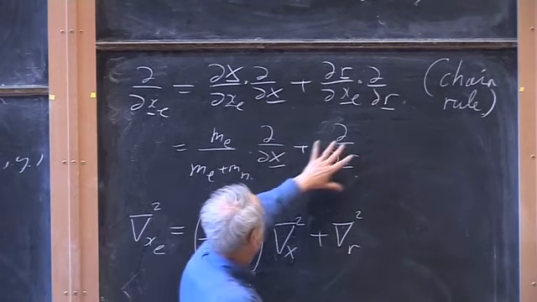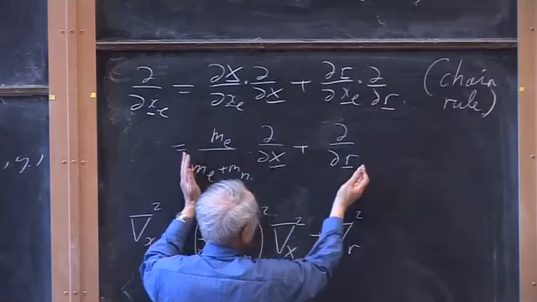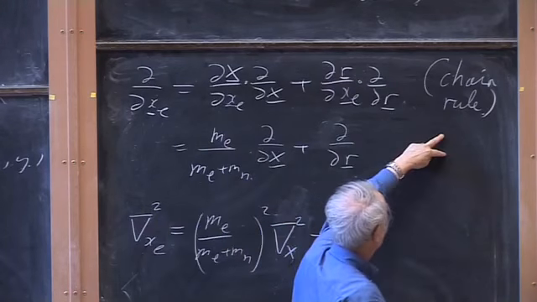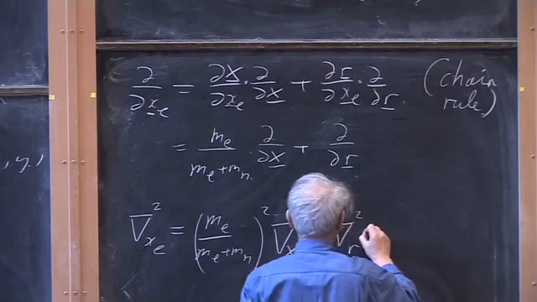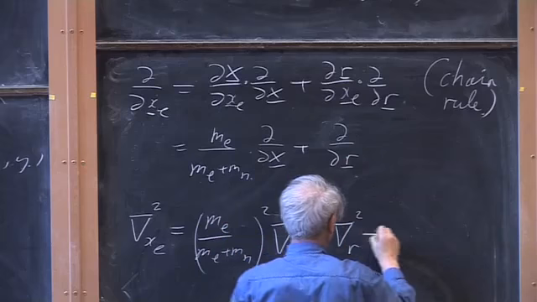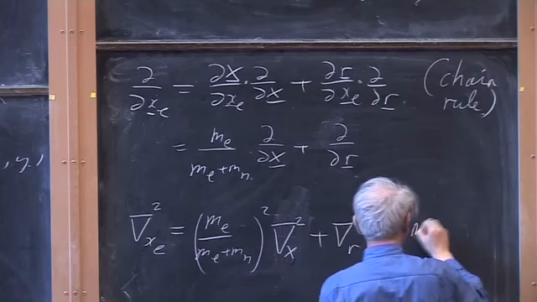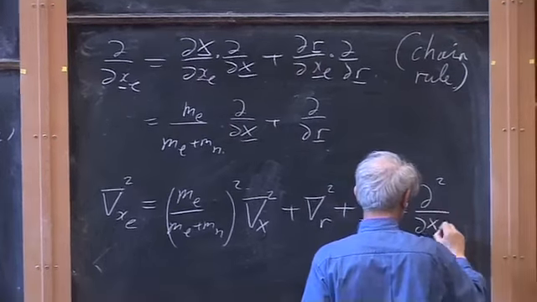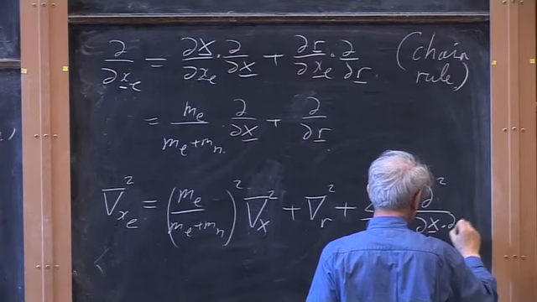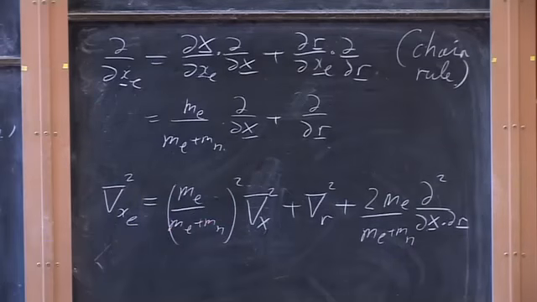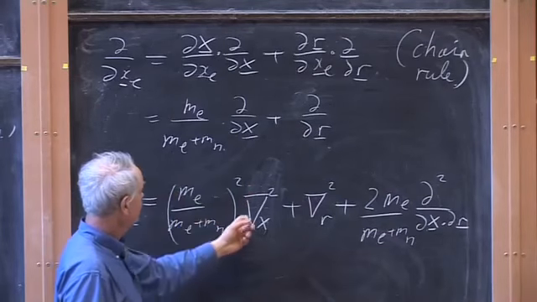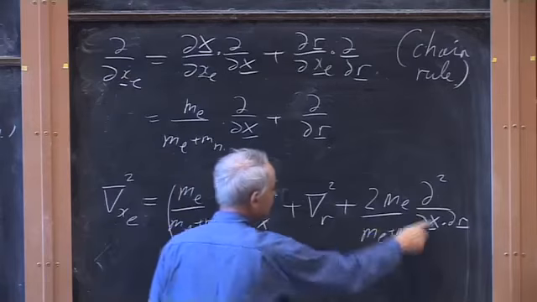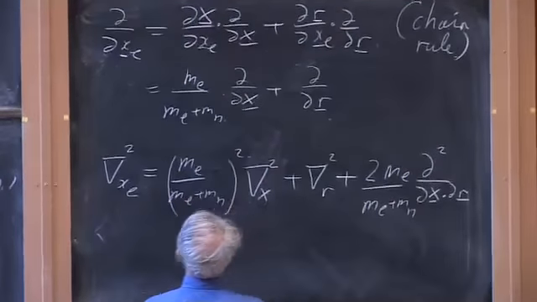And then, irritatingly, we get a mixed term because we're taking this operator and multiplying it on itself. So we get a mixed term of this operator multiplying the d by dr in the next bracket. So we end up with plus 2 of me over me plus mn of d2 by dX dr. So this is not very nice. Nobody wants this. This is excellent. We've found a relationship for this, which we want, in terms of this and this, which are fine, but this is definitely not required. Would kindly go away.